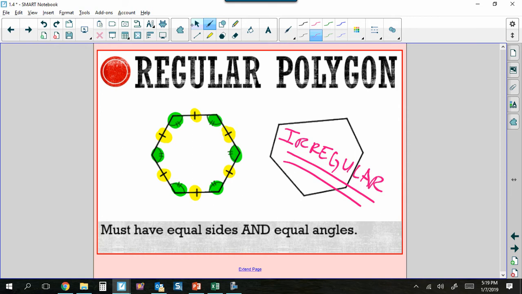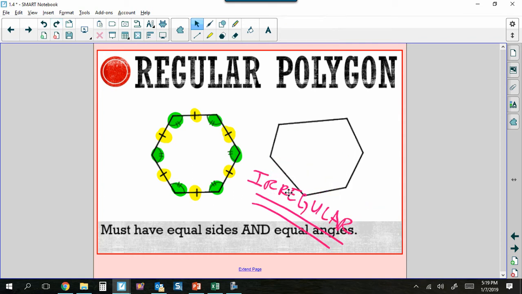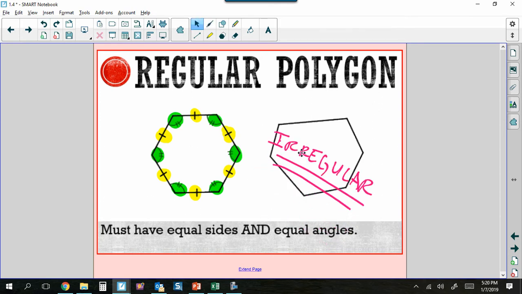Now, an irregular polygon can have congruency, but all the sides are not congruent. So for example, I could have this side right here be congruent to this side over here, but they're definitely not congruent to that very long side on the top. So this is not a regular polygon. For a regular polygon to be true, all the sides must be the same and all the angles must be the same. Okay.